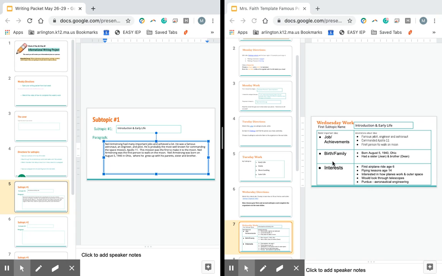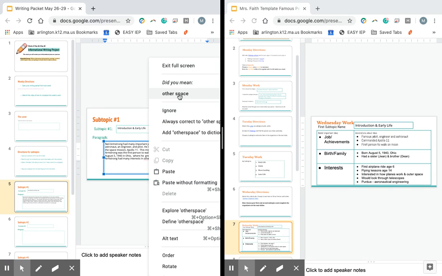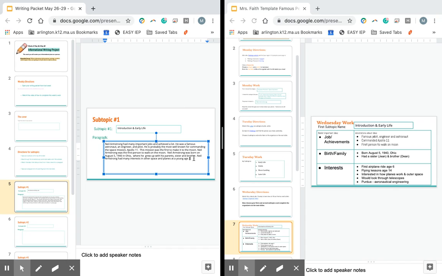So again, my topic sentence for this annotation might be, Neil Armstrong had many interests in outer space and planes at a young age. So that kind of summarizes all that information nicely for me. It's hard to spell correctly when the font is so small. Okay, so he had a lot of interest at a young age.